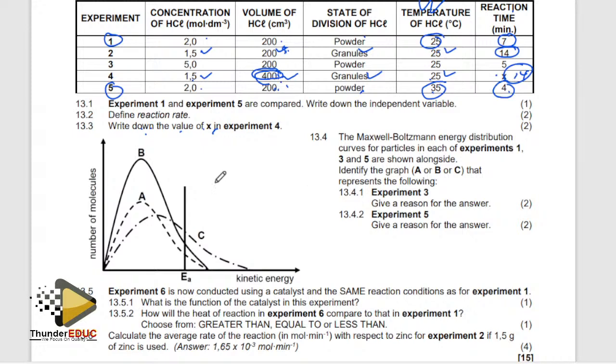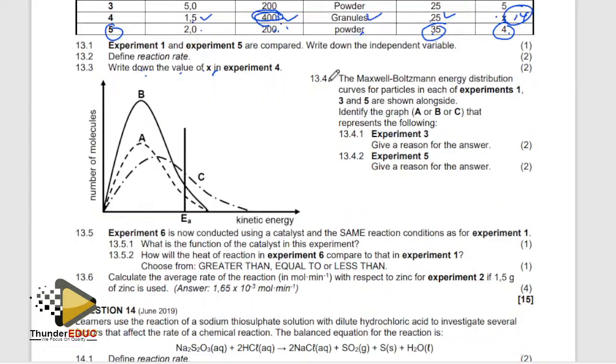Then they're saying question 3. Write down... okay, we are done with that. The Maxwell distribution curve, particles of experiment 1, 3 and 5 shown alongside. Okay, they're saying that. What is the question they're saying? Experiment 3, give a reason. Which one is experiment 3, and give a reason for your answer?